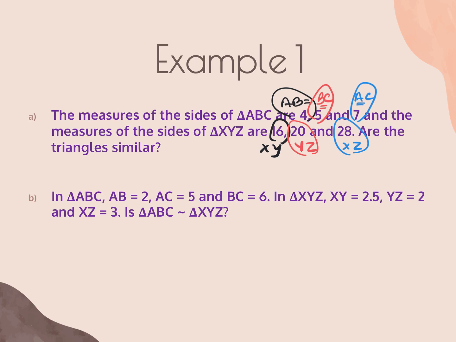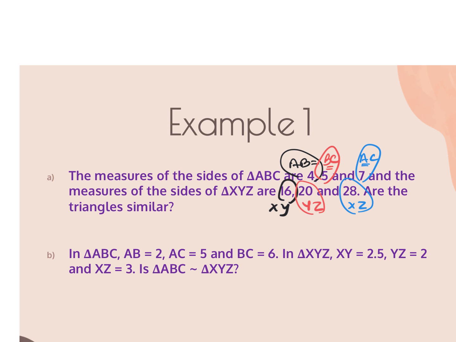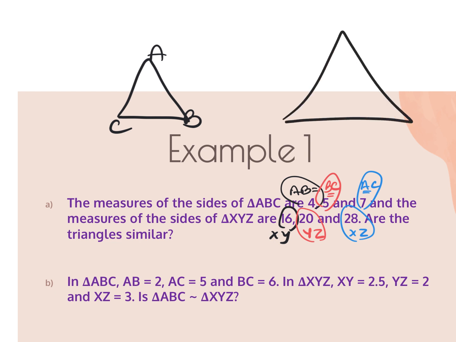Now, a picture wasn't provided, so let me go ahead and draw these 2 triangles out. So the ABC is going to be the smaller triangle. Actually, let's put A at the top. So A, B, C, and then I'll draw X, Y, Z. And I'm going to label the sides. So AB was 4, CB or BC is 5, and the AC was 7. Then 16, 20, and 28.